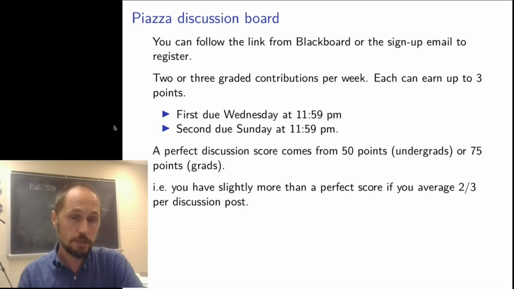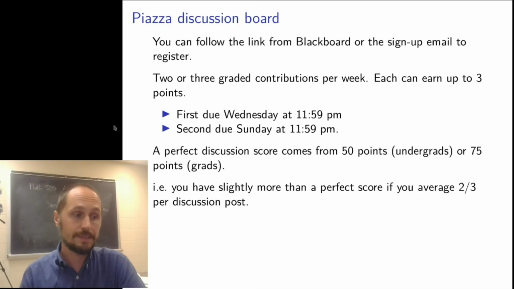The discussion board I mentioned, this Piazza discussion board, is an external piece of software from Blackboard, so you'll have to register an account. There's a link available from Blackboard, and you can also use the sign-up email that I'm going to ask Piazza to send you. Now, you're welcome to contribute as much as you like to the discussion board, and definitely if you email me questions, I will ask you to post the question to Piazza, or I will post it for you after anonymizing it appropriately if I think it has any general interest at all.